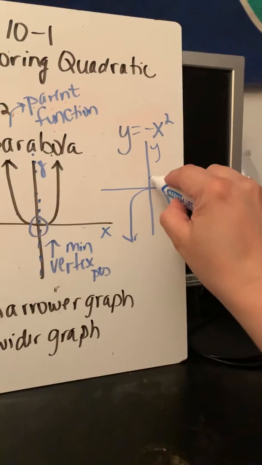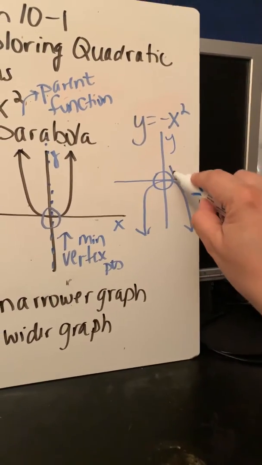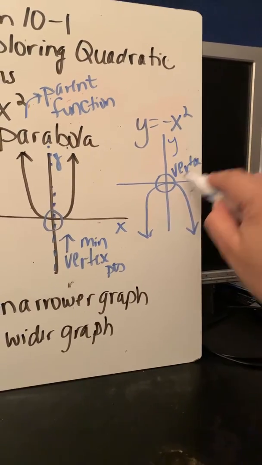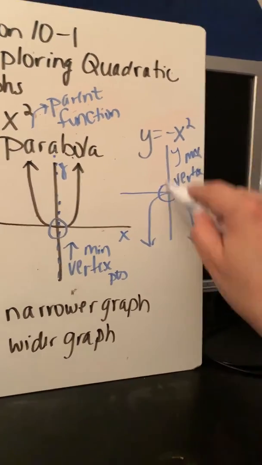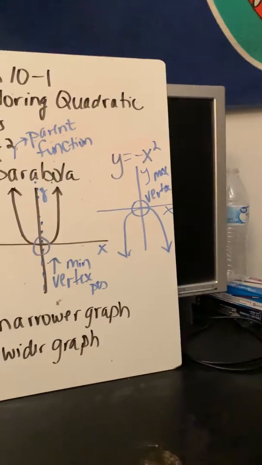Now this one here, again, highest or lowest point is your vertex. So here's my vertex. This would be a maximum because it's the top point. It's the peak of that parabola.